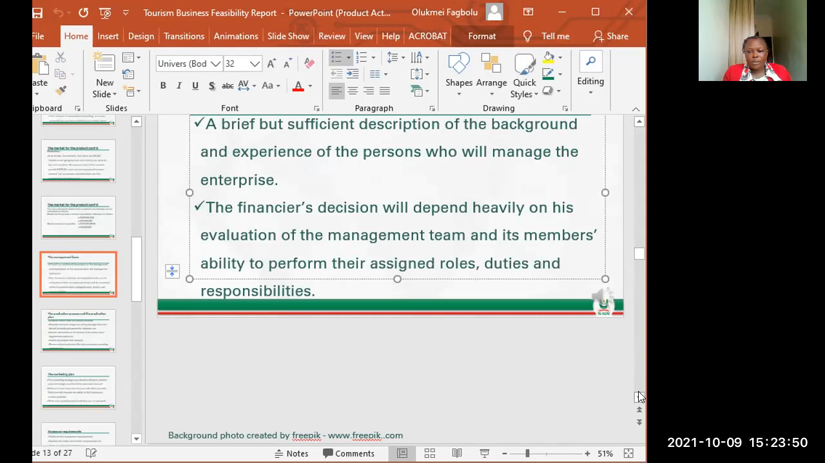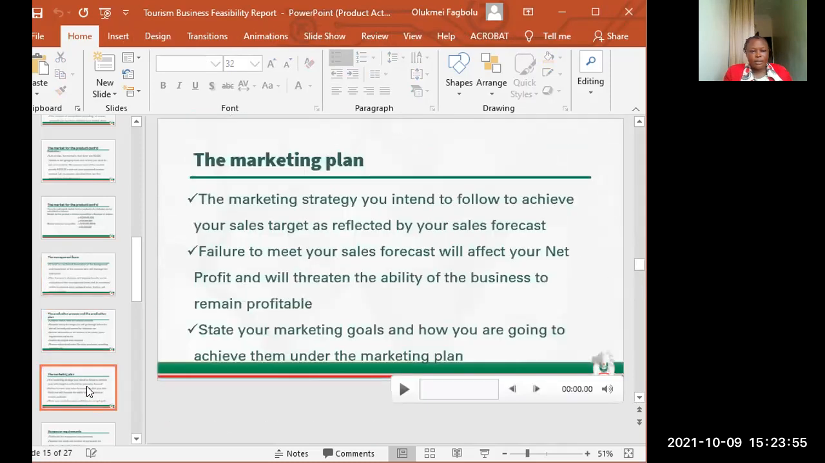Marketing plan. It will involve the marketing strategy that we intend to follow in order to achieve our sales target. Very, very important. Then also, we'll know that failure to meet our sales forecast will affect our what? Net profit. And profits, and this will threaten the ability of the business also to remain what?